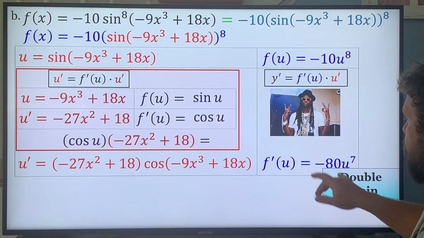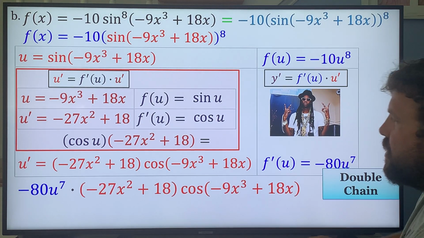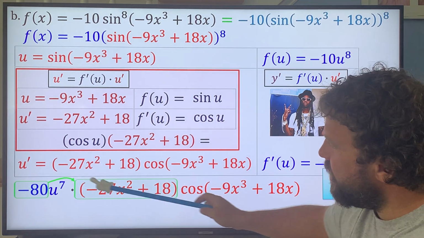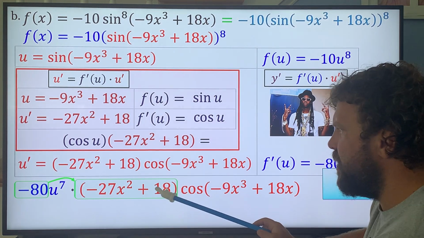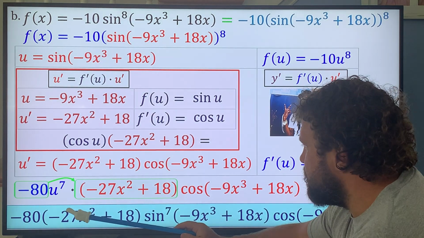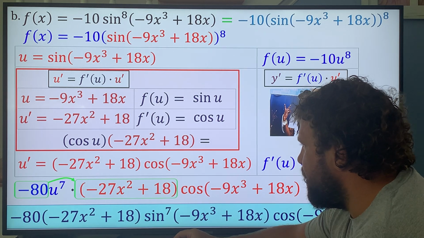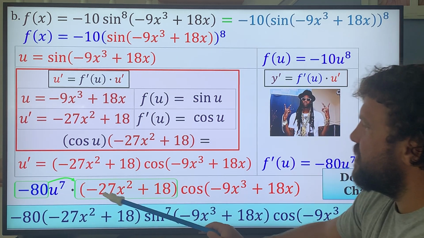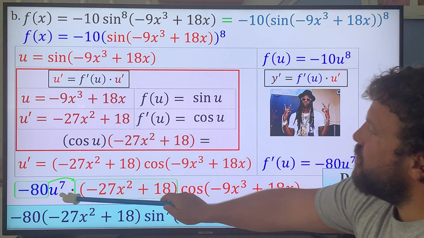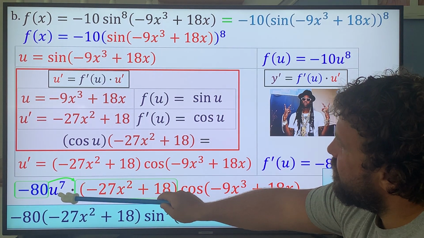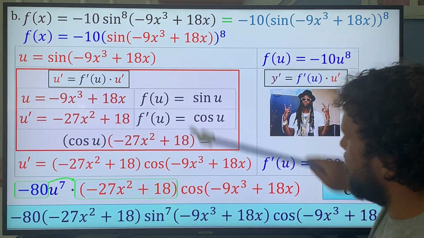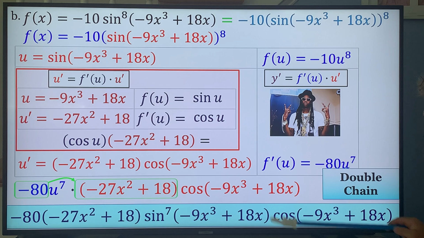Ready to finish things off? Multiply the two. Negative 80 u to the 7th. You can distribute the negative 80 if you'd like. If you don't want to, you don't have to. Makes it look a little bit nicer. So our final answer is negative 80, I didn't even distribute it, times this stuff, times u to the 7th right here, which is sine to the 7th of this stuff, times cosine of this.